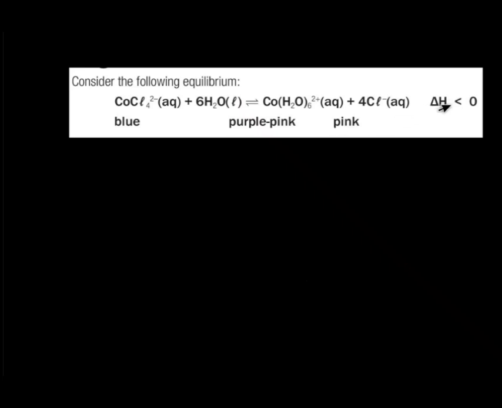And then delta H less than 0 means that the forward reaction is exothermic, right? So if delta H is less than 0, or if they say delta H is equal to maybe minus 1.2, it's still the same as them saying delta H is less than 0. So you are given this particular equation.